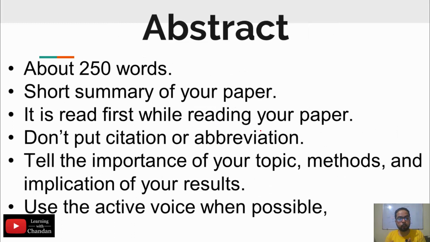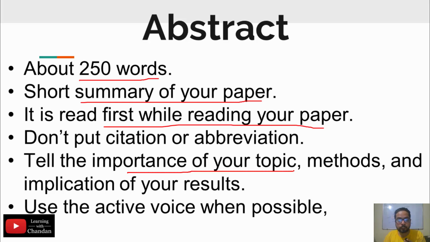Now coming on to the abstract. It is around 250 words. It is a short summary of your paper. It is the first thing that we read while reading a paper. It tells about the importance of your topic. Now what I want to tell you here, do not put an abbreviation in the abstract.